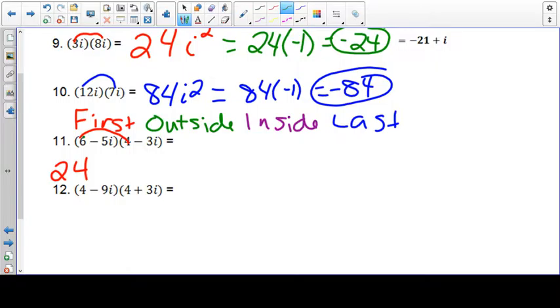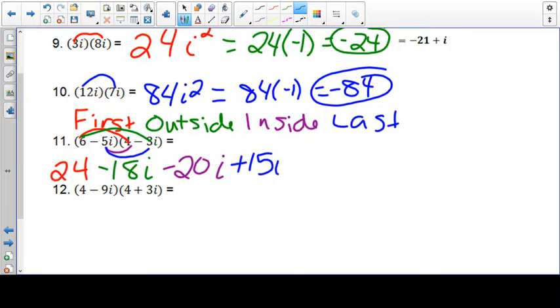Then I'm going to do my outside, which is 6 times -3i, which would be -18i. Inside is -5i times 4, which is -20i. And then my last, which is -5i times -3i, which will give me positive 15i squared.